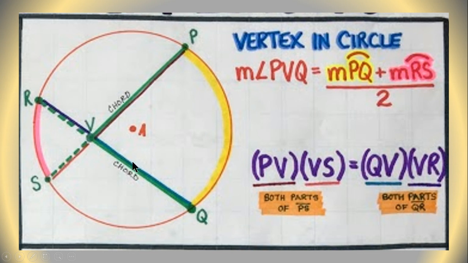In this picture, the vertex is inside the circle, but not at the center. And if we want to find the measure of angle PVQ, we have to add the 2 arcs that are intersected. So we take the yellow arc plus the pink arc and divide by 2, and we will know the measure of this angle.